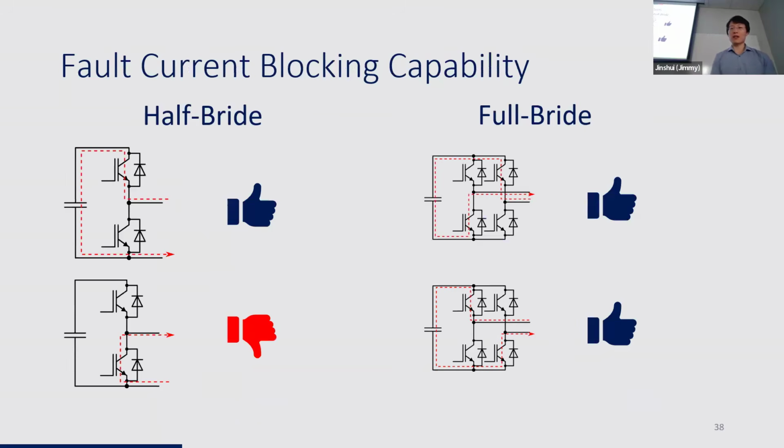And the second, also the most important advantage of the full bridge is how it handles a short circuit fault. When the fault happens and we must turn off all the transistors, the half bridge can only block one direction of the fault current. And the fault in the other direction will spread further and cause more damage to the power system. But the full bridge can block both directions, so they are irreplaceable in many power systems.